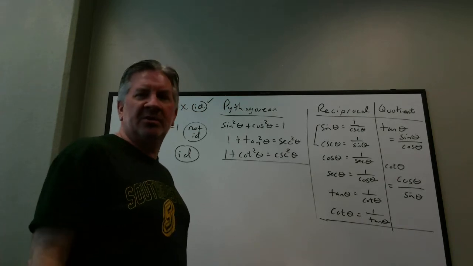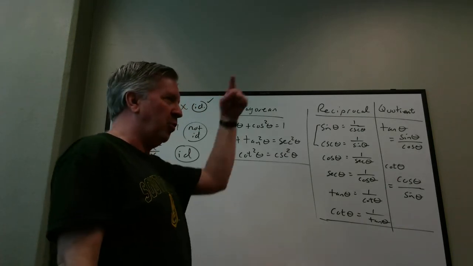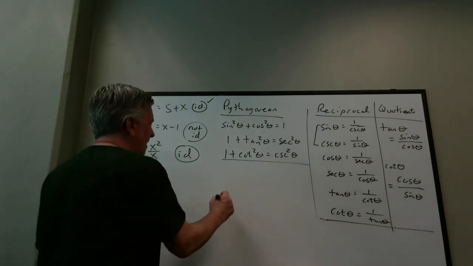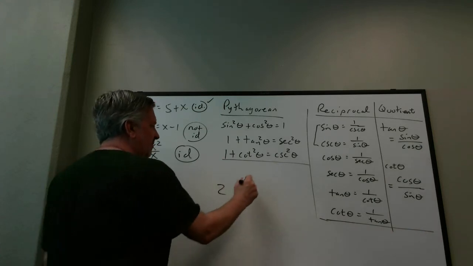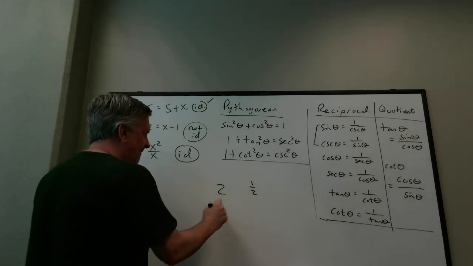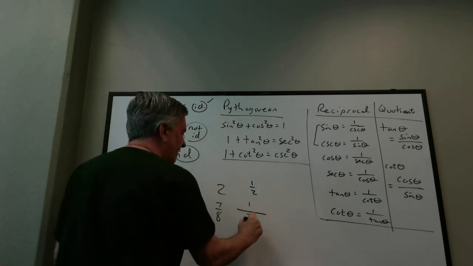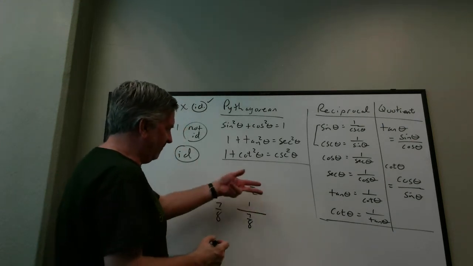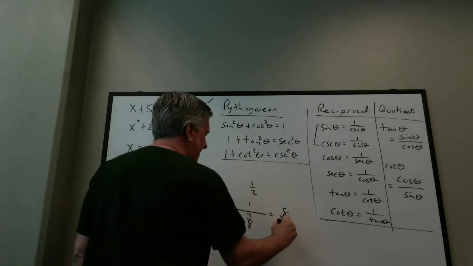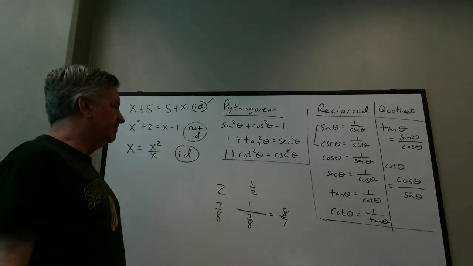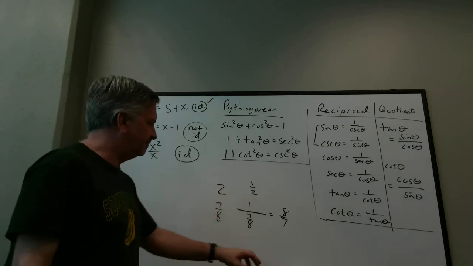Sine and cosecant are reciprocals of one another. When you take 1 over a number, that's taking the reciprocal, right? If I give you 2 and say take the reciprocal, it's a half. If I give you 7/8 and say take the reciprocal, that's 1 over 7/8. But how do you divide by a fraction? You invert and multiply, that's 8/7, right? So the reciprocal is 1 over something.